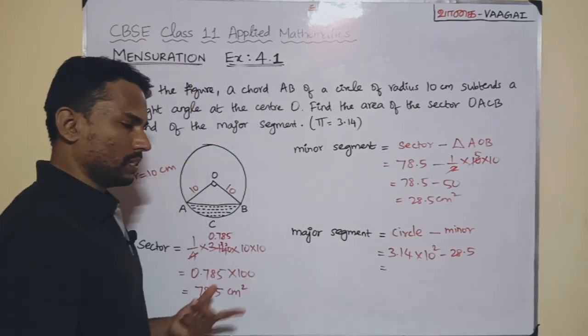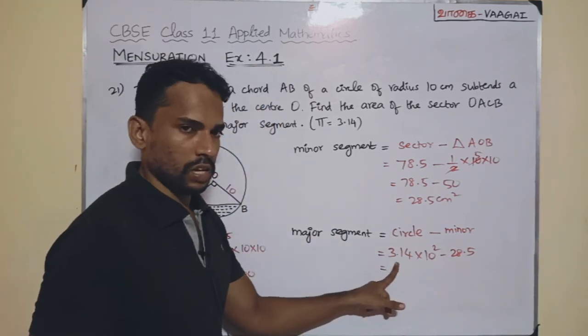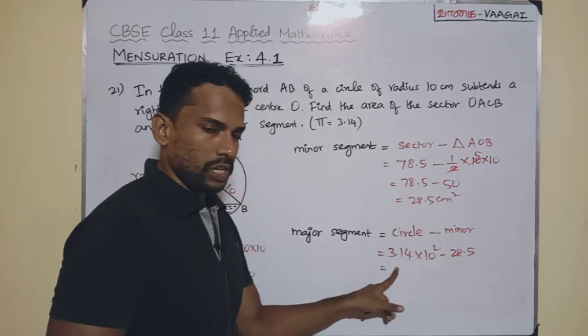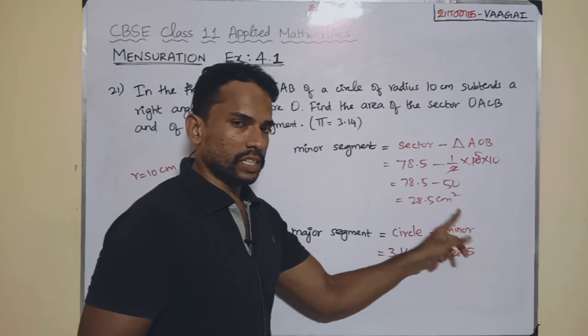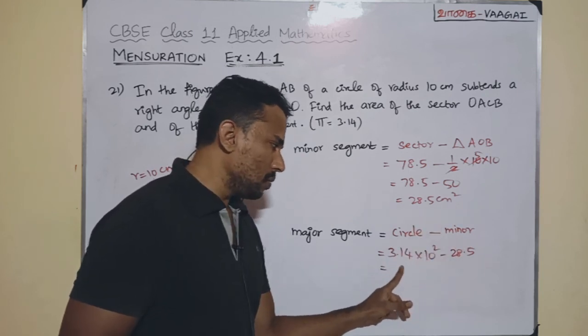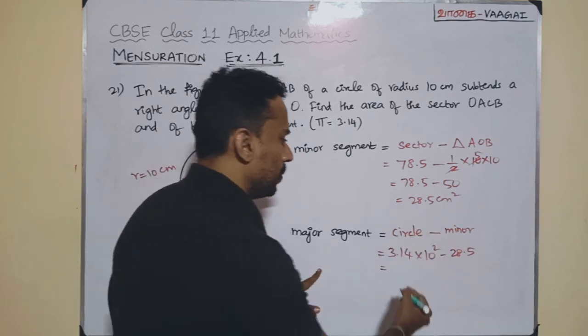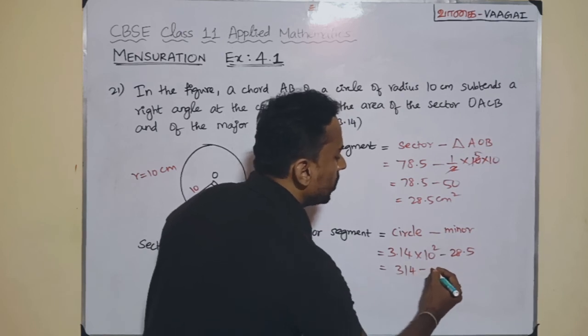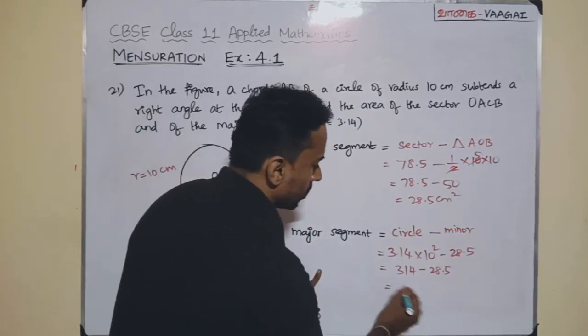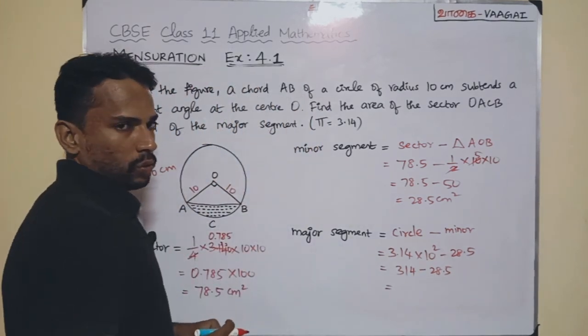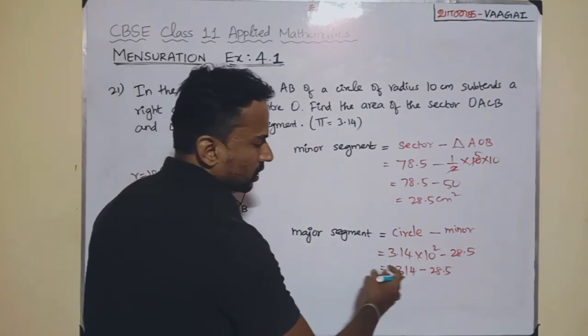Now we will do this calculation a little bit carefully. Why? Because here we have decimals. Now it's easy to perform this calculation. 3.14 into 10 square, which is 100. So what happens when I multiply 3.14 into 100? It will simply become 314 minus 28.5. Is it clear? Yes, fine. Now finally what I have to do here is this subtraction very carefully.